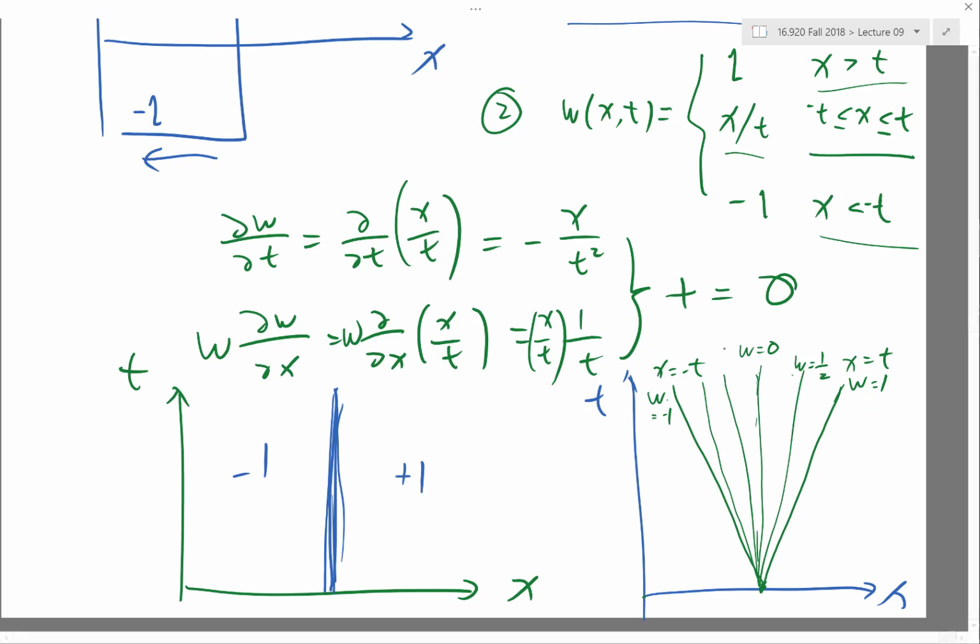So basically, these two competing solutions both satisfy the integral form. And which one is correct? Green or blue? Continuous or discontinuous?